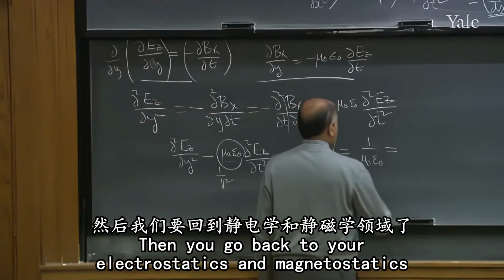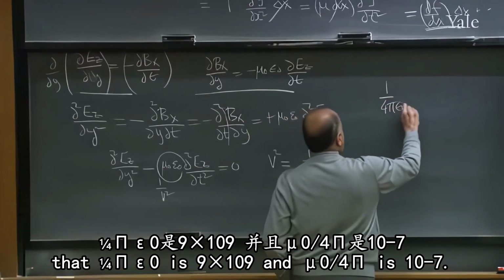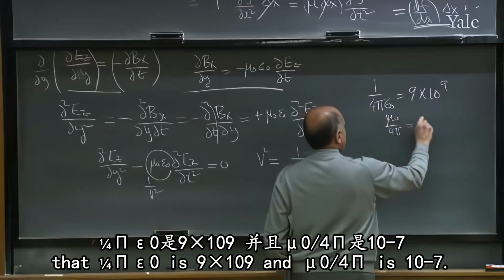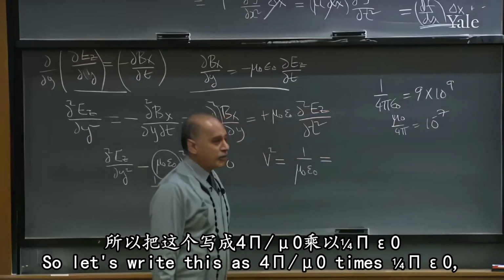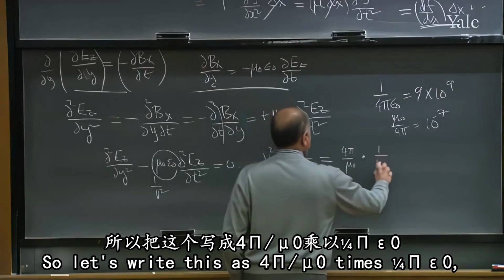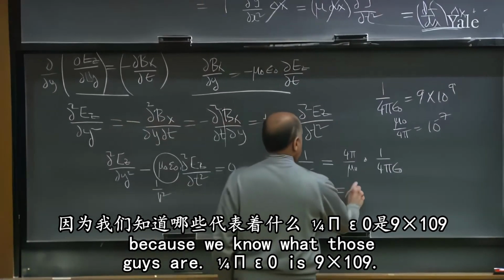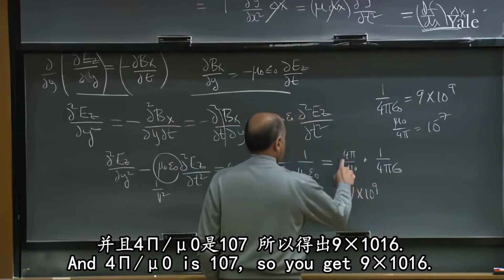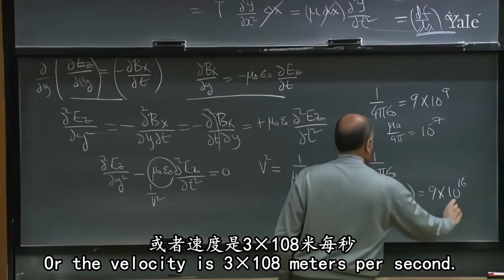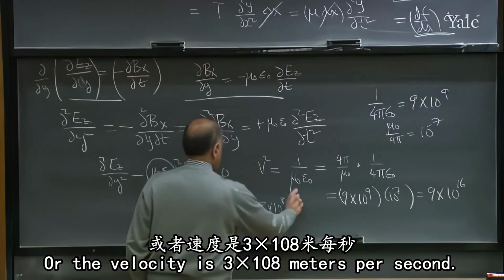Then you go back to your electrostatics and magnetostatics and find out what these numbers are. And I remind you that 1 over 4 pi epsilon 0 is 9 times 10 to the 9, and mu 0 over 4 pi is 10 to the minus 7. So let's write this as 4 pi over mu 0 times 1 over 4 pi epsilon 0, because we know what those guys are. So 1 over 4 pi epsilon 0 is 9 times 10 to the 9, and 4 pi over mu 0 is 10 to the 7, so you get 9 times 10 to the 16. Or the velocity is 3 times 10 to the 8 meters per second.